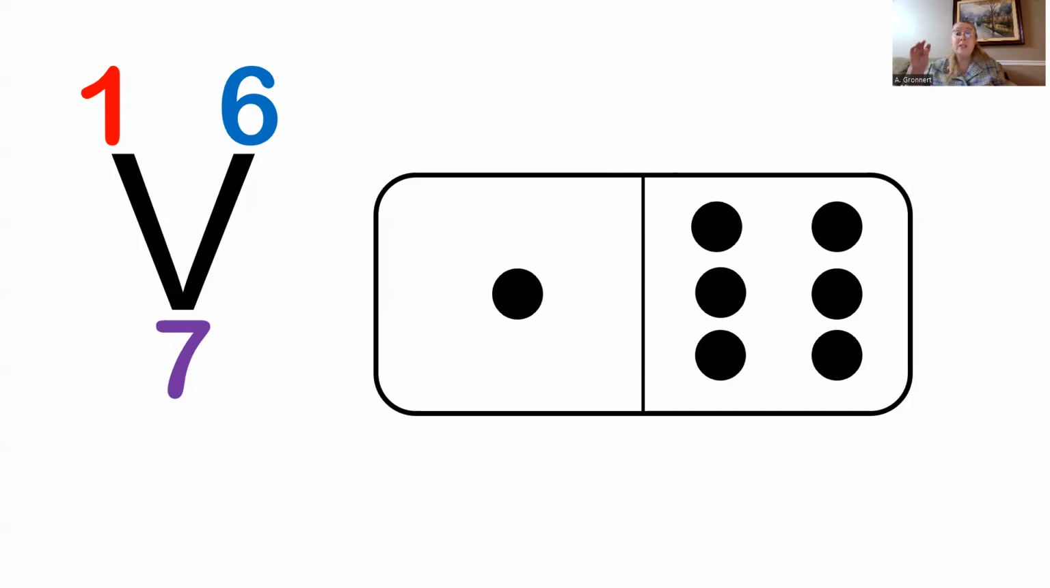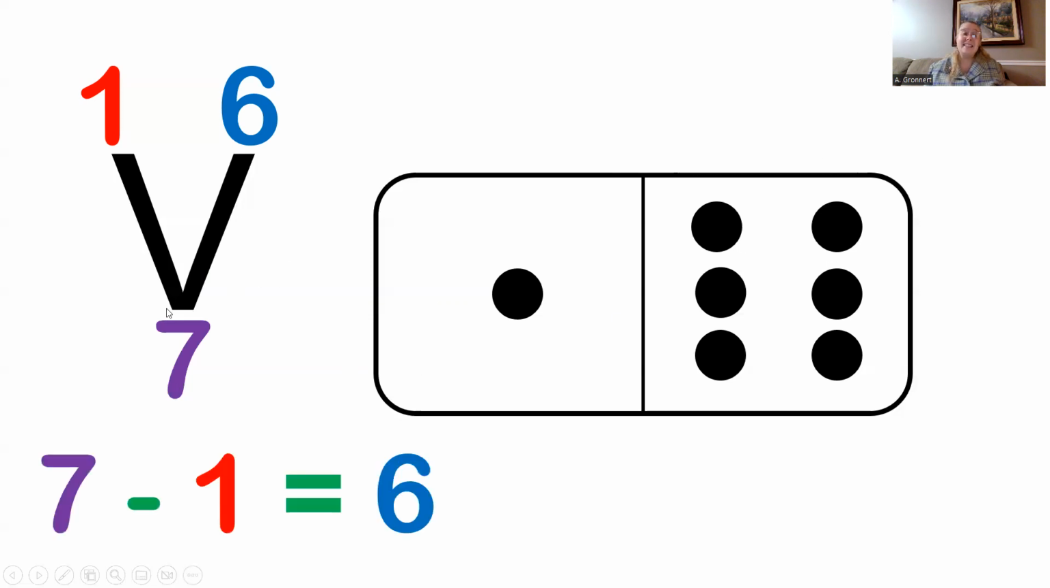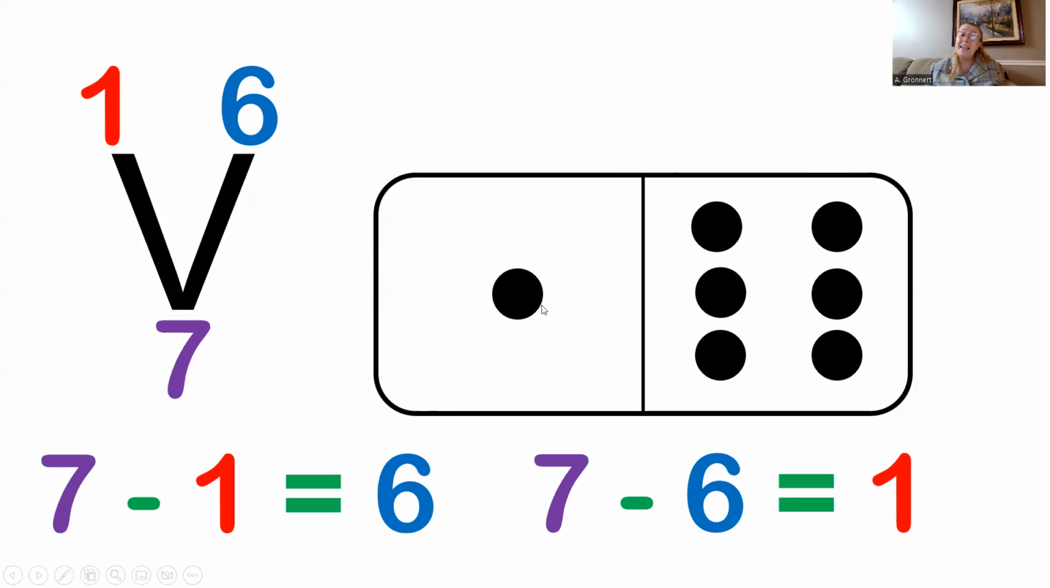So what's the most important thing I need to do when I write a subtraction equation for my domino? Oh, that is so good. I have to start with the total or the biggest number, and that number is 7. So we can go ahead and say 7 take away 1 equals 6. When we write the second subtraction equation, we just switch the parts and we can write 7 take away 6 equals 1. That's awfully cool, isn't it?